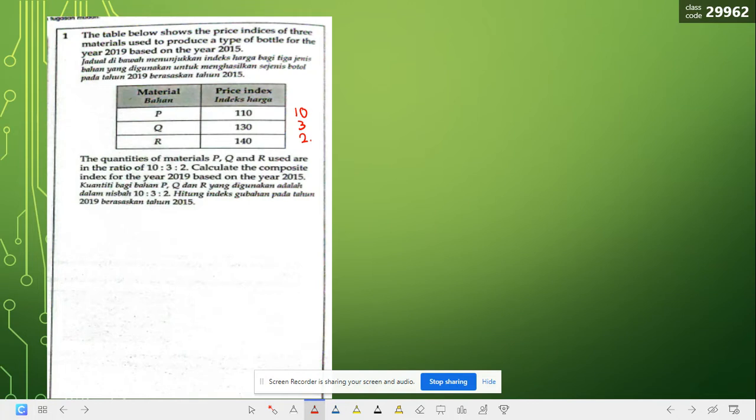So we already have the price index here. If we see the formula, you need to have the weight. We already have it there, but in the form of a ratio, and the price index we also already have. So you can just straight away use the formula: 110 times 10 plus 130 times 3 plus 140 times 2. Then you divide.